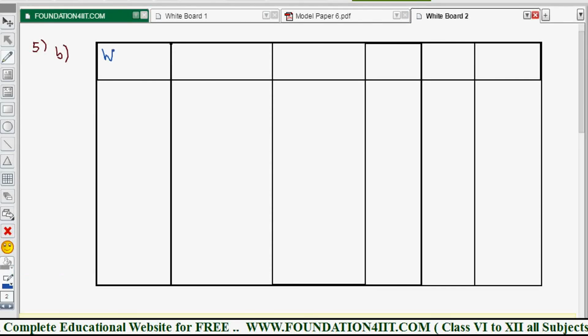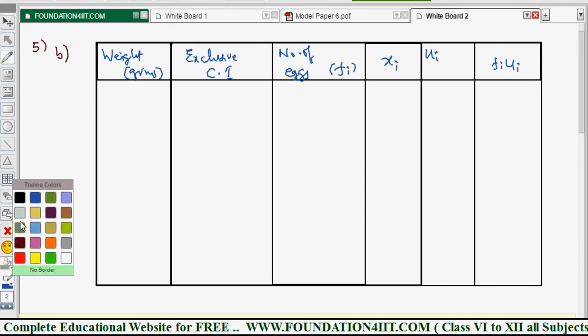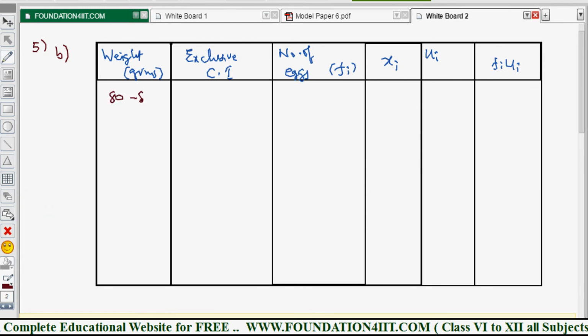Weight in grams. Let us take the given data. Weight in grams first, and we should convert this into exclusive class interval, and frequency is given. It will be fi, that is number of eggs, and we need to find out the mid value xi, then ui, deviation, then fi ui. So here weight in grams is 80 to 84 and 85 to 89.